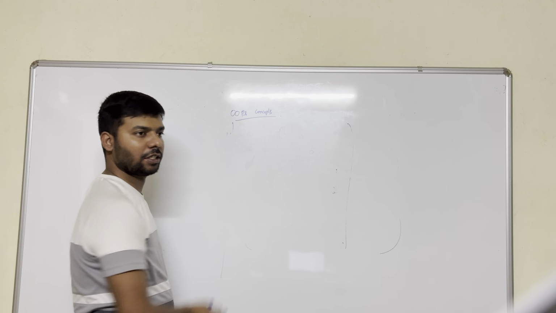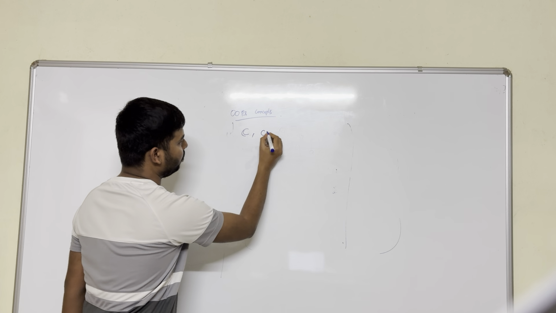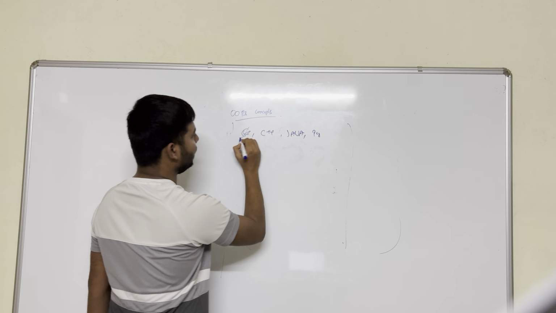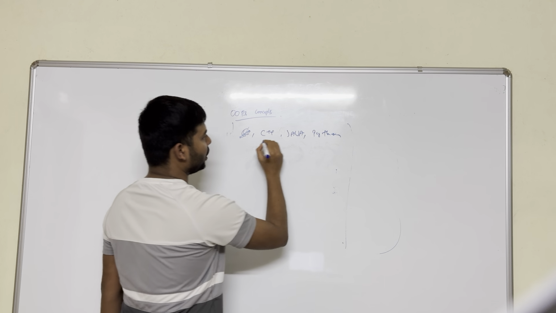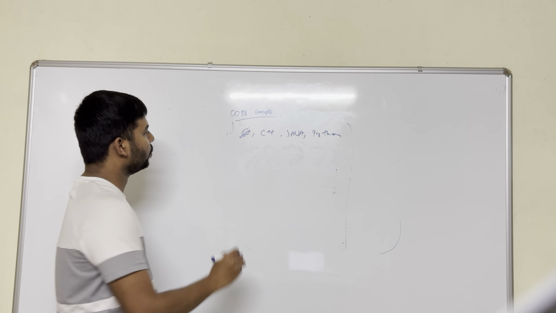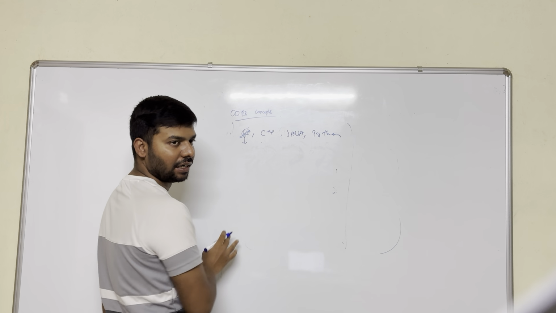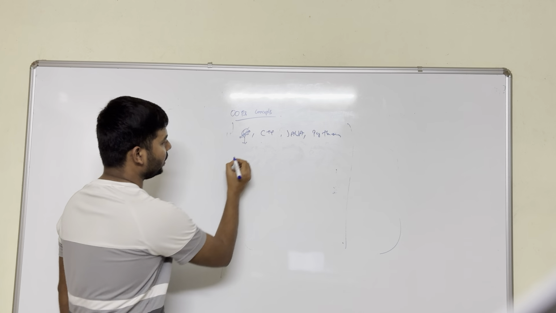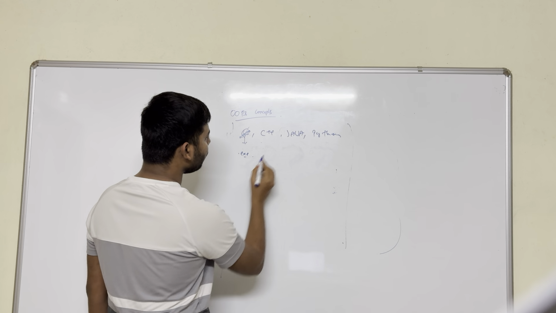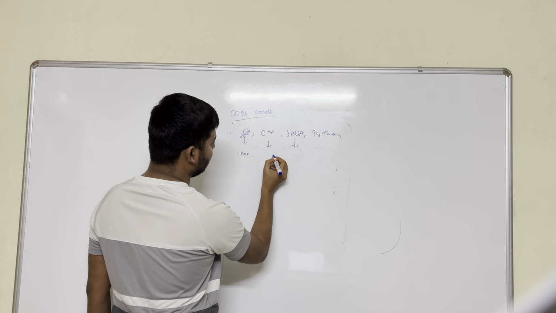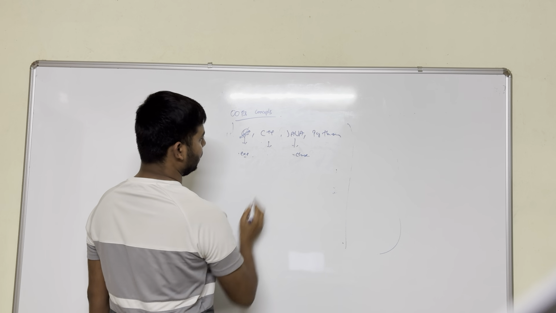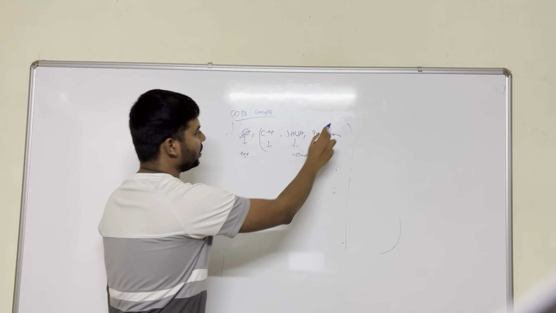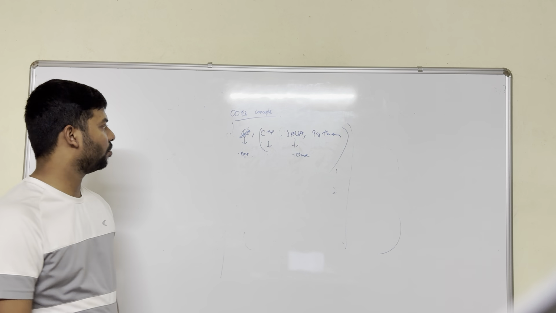In which languages are OOPS concepts there? C, C++, Java, Python. Sorry, C is not there. Python, C++, Java. So C language is a command line language. I mean to say, when we write and compile, it generates an .exe file. And in Java, a .class file is generated. So C++, Java and Python are the object-oriented languages.